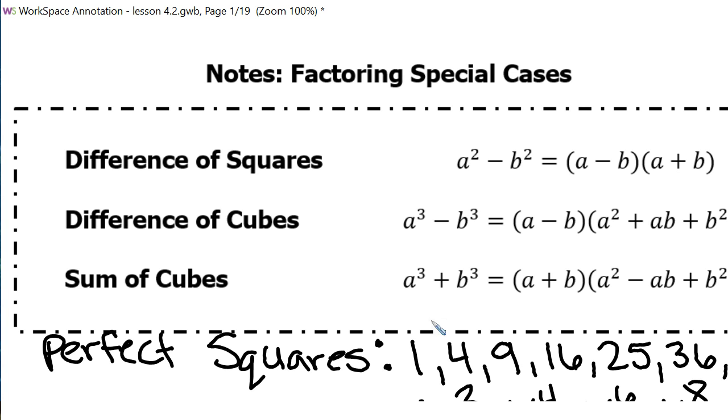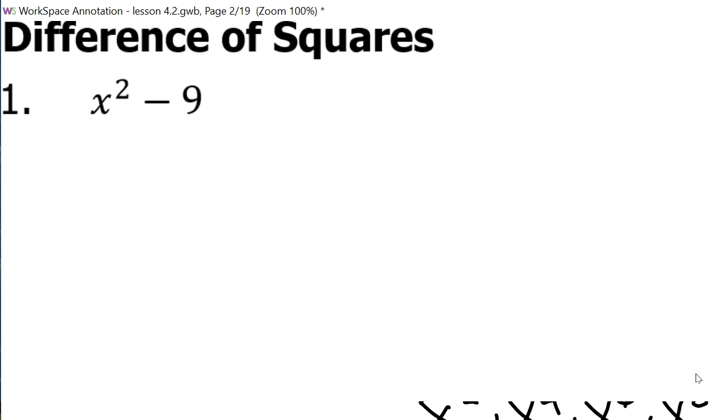Okay, so let's factor some differences of squares. So again, this is a review from Algebra 1. Okay, so number 1, we need to check to see, is it a difference of squares? So first of all, is there a subtraction sign in the middle? Yes. Then you have to check your two terms and make sure both of these terms are perfect squares. So is x squared a perfect square? Yes. Is 9 a perfect square? Yes.